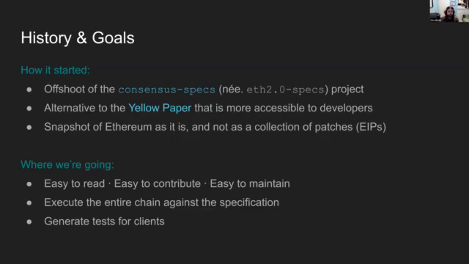And the third thing that got us started on this project is creating snapshots of Ethereum at each hard fork, and not as a series of patches, which is what EIPs are today. So we want to have a way to look back at Frontier and say, this is exactly what Frontier was at this time. Go to Homestead, do the same thing, the DAO, and every other hard fork. We want to know exactly what Ethereum was at that time.